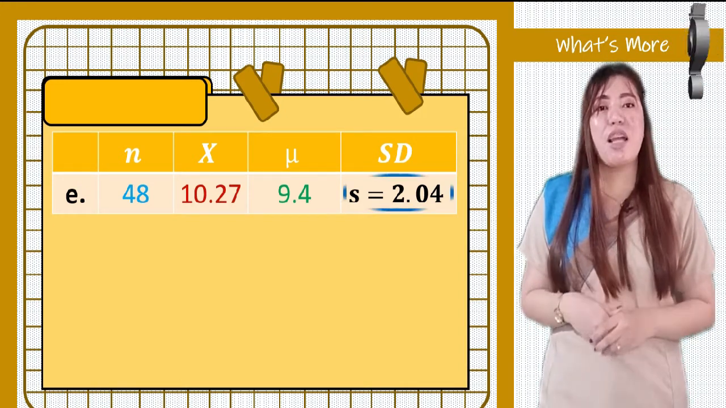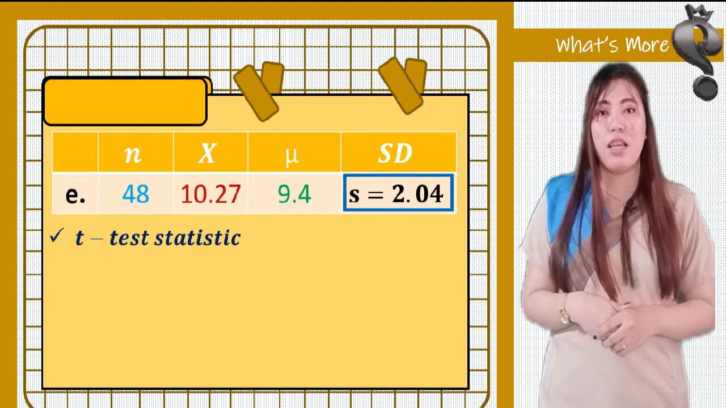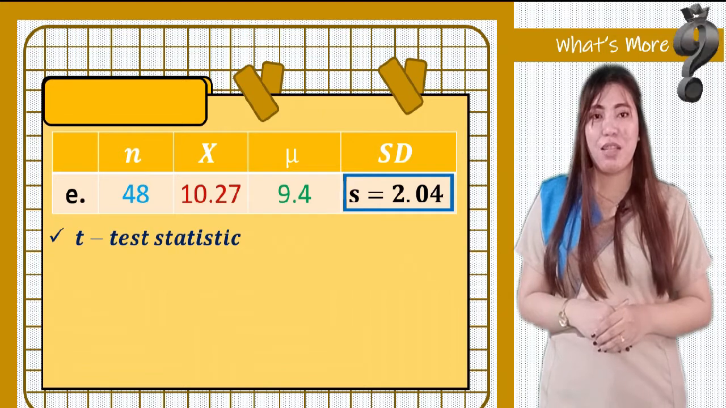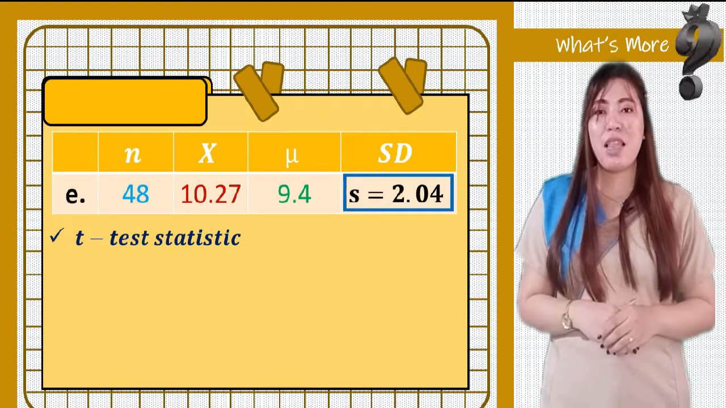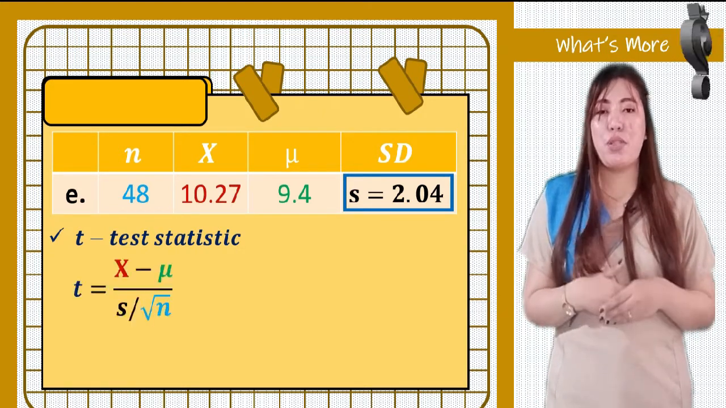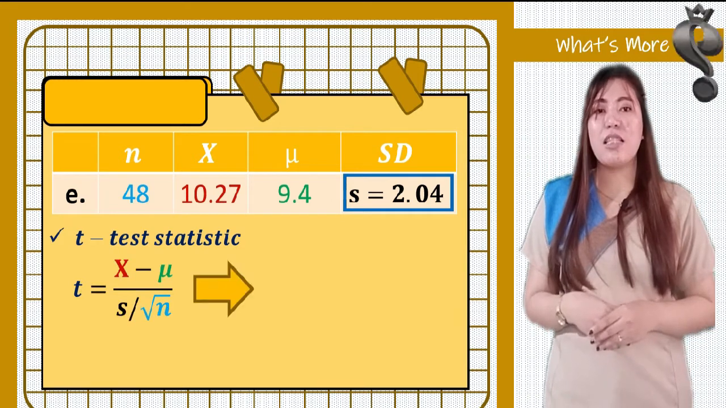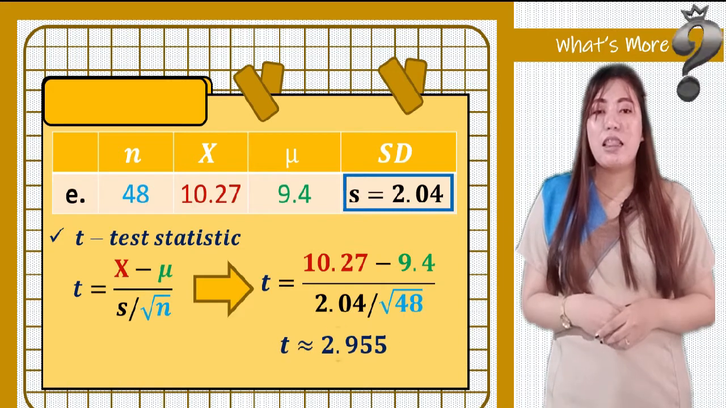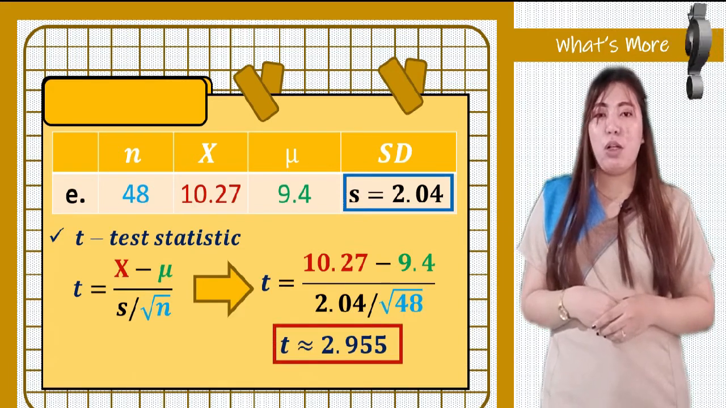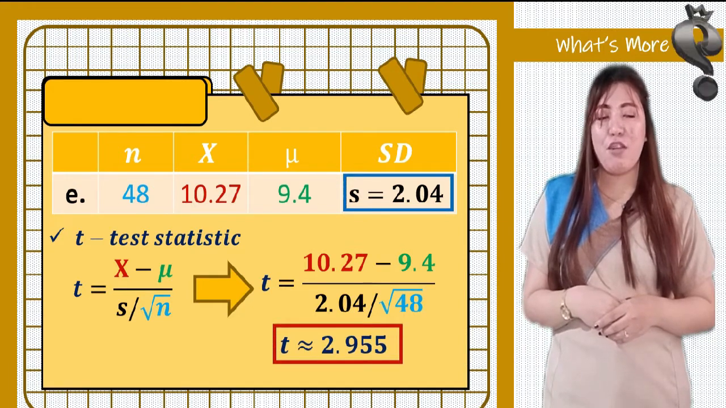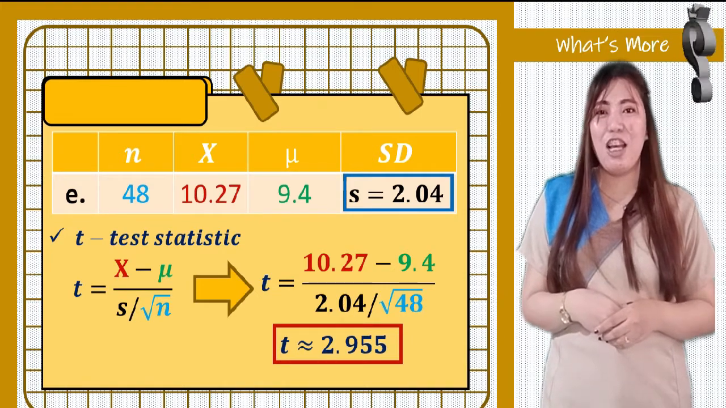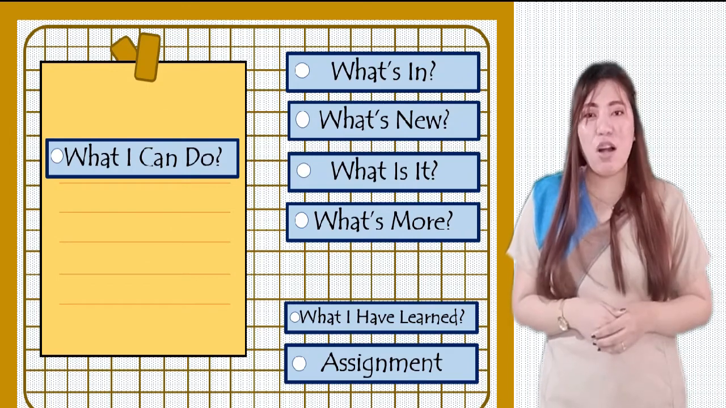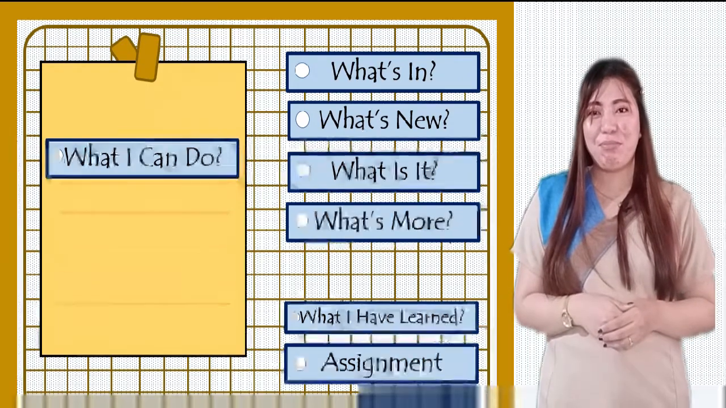The population standard deviation is unknown. Instead, we have the sample standard deviation given. Therefore, we use the t-test statistic. Using the formula of the t-test and substituting the given, we will get t is approximately equal to 2.955. Good job, students! Now it's your turn. Let us solve the following problems.